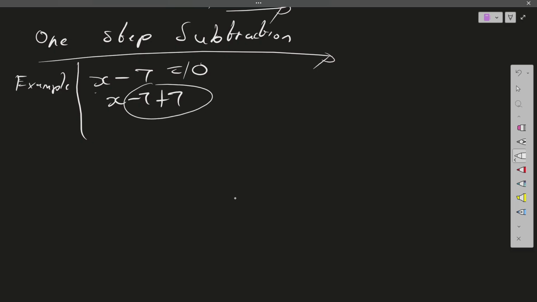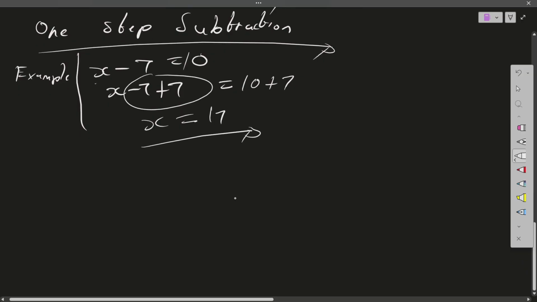That is the analogy that you must have in your mind. Do the opposite of whatever is right next to the x to isolate it, okay? And remember, what you do on the left hand side, you must do on the right hand side. 10 plus 7, we added the 7, and you do that on both sides. So x is equal to, remember, negative 7 plus 7 is 0. You don't need to write that 0. So x is now equal to 10 plus 7, which is 17.